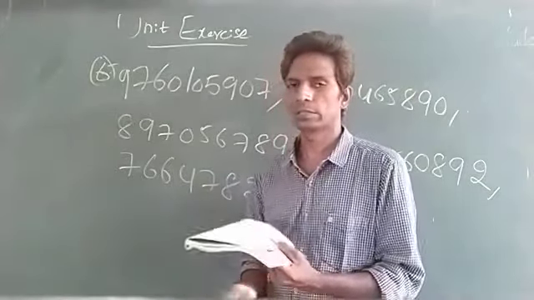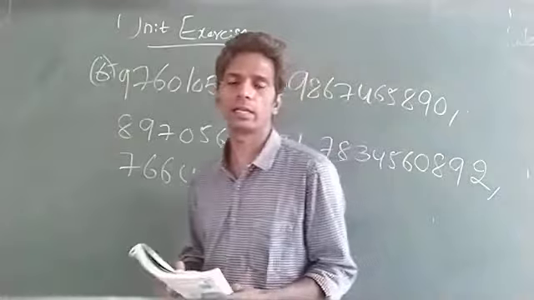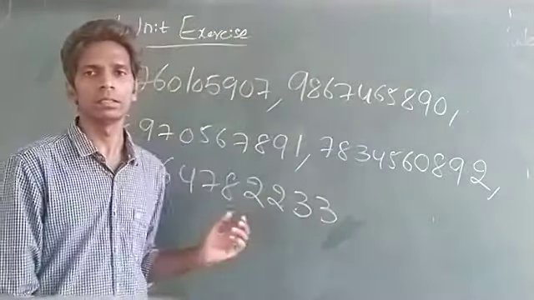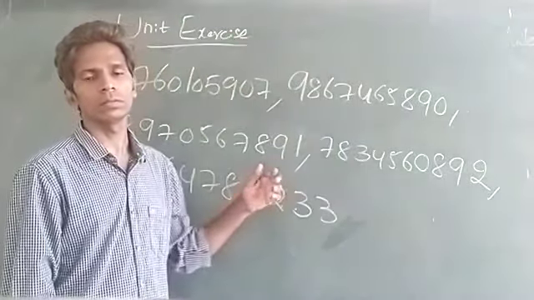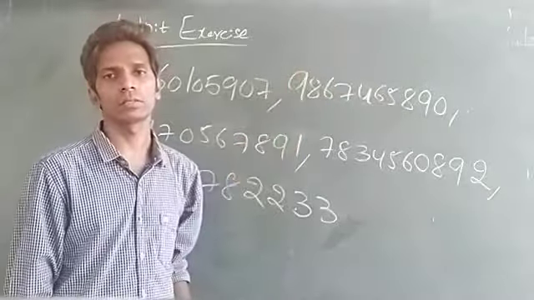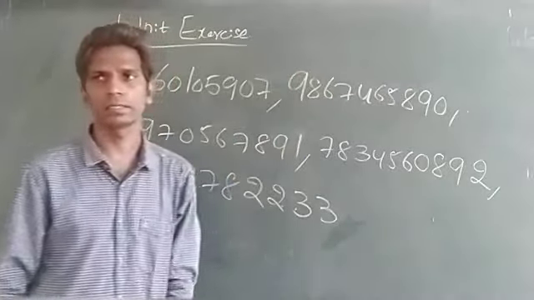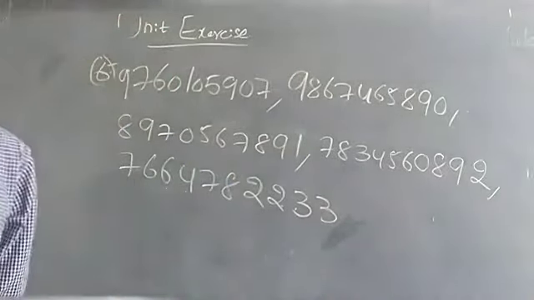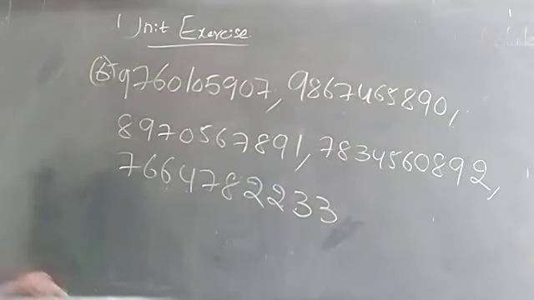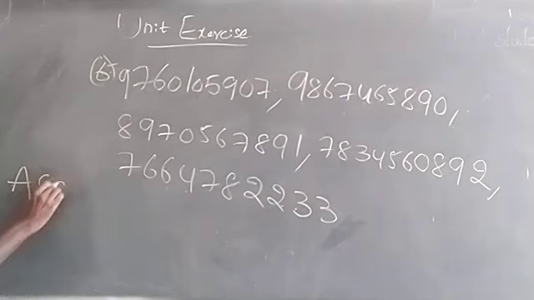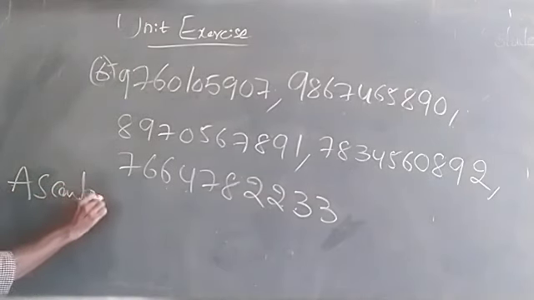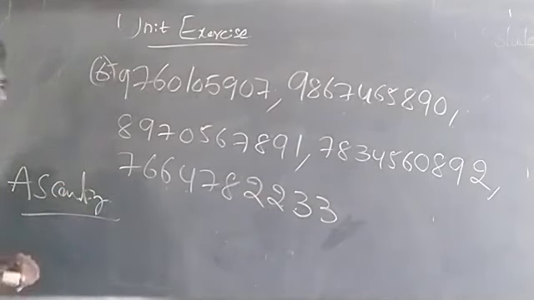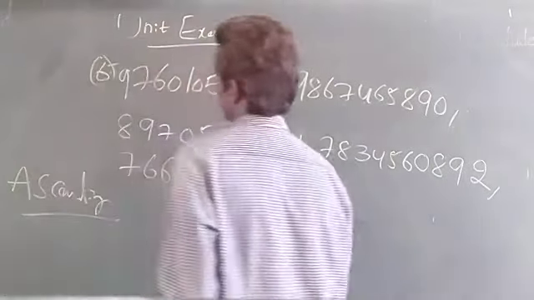Collect five mobile numbers. You want to write down in ascending order and descending order. So I will write only ascending order. You can write in descending order also. Okay, I will write only ascending order. Let us see. So for ascending order, let us see.